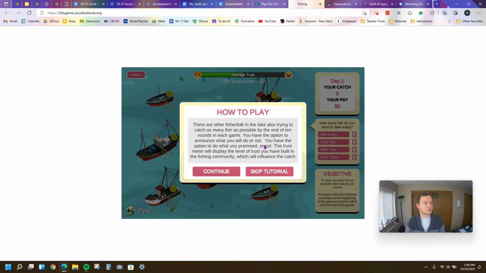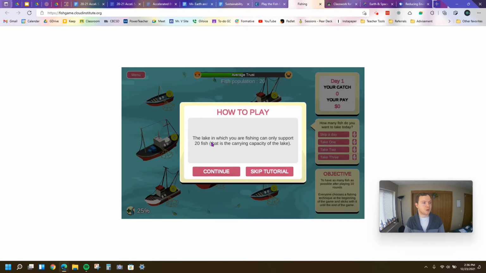There's a trust meter at the top. So if you have promised to do something, maybe you'd only take two fish and you promised you wouldn't take more than two, and you break that, you can lower the trust and then they'll start taking either more fish or less fish depending on the level of trust that you have. And your lake only has 20 fish. That's what they call the carrying capacity, the limit that the lake can support.